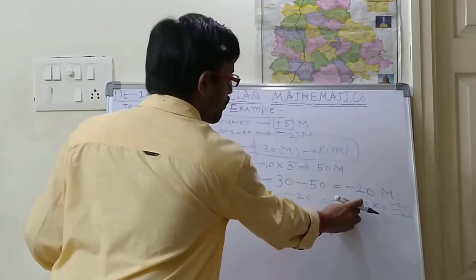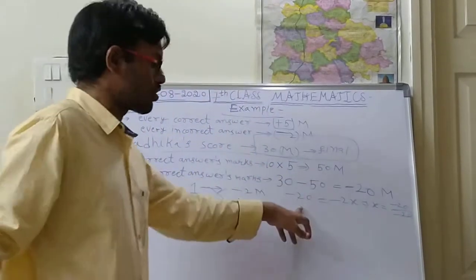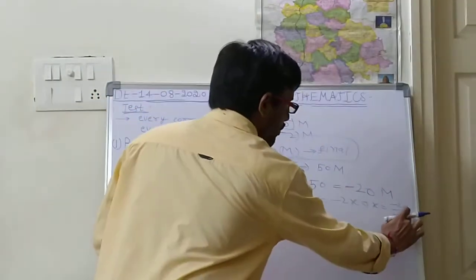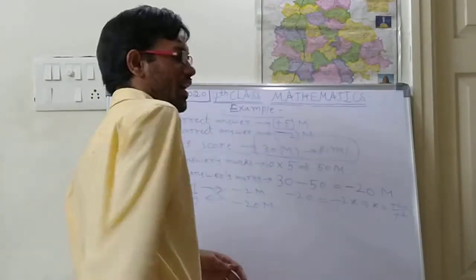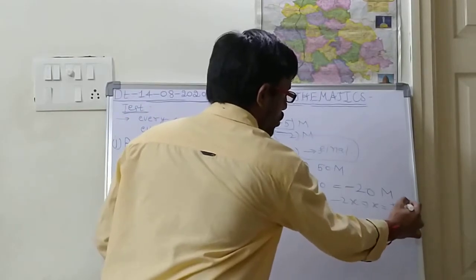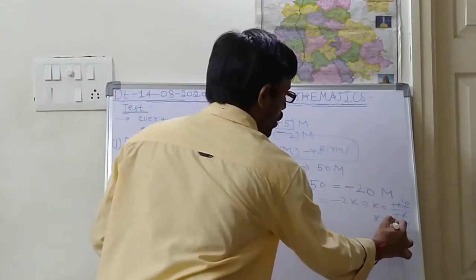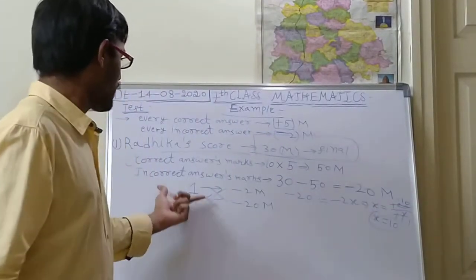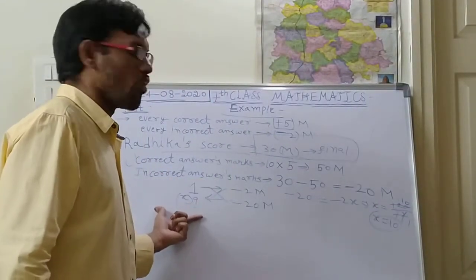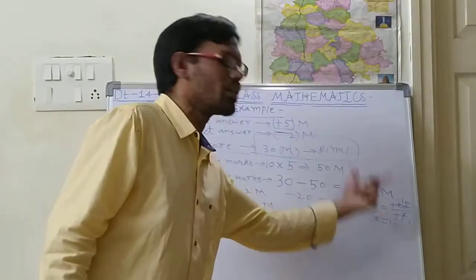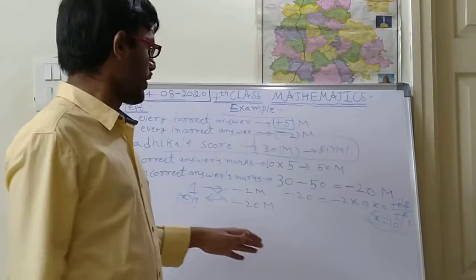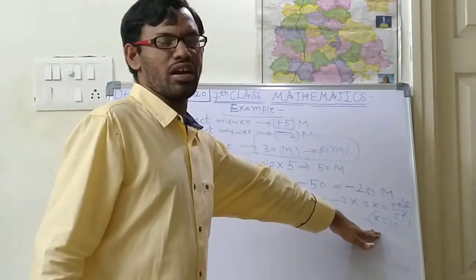Here it is a product, so if it goes to the other side it will divide. So minus 20 by minus 2. The minus signs get cancelled. 2 ones, 2 tens. So x is equal to how much? 10. So what is x here? Actually x is the number of incorrect answers. So how many incorrect answers has she written? 10 incorrect answers. Okay, so this is the answer. Now we got 10 incorrect answers.